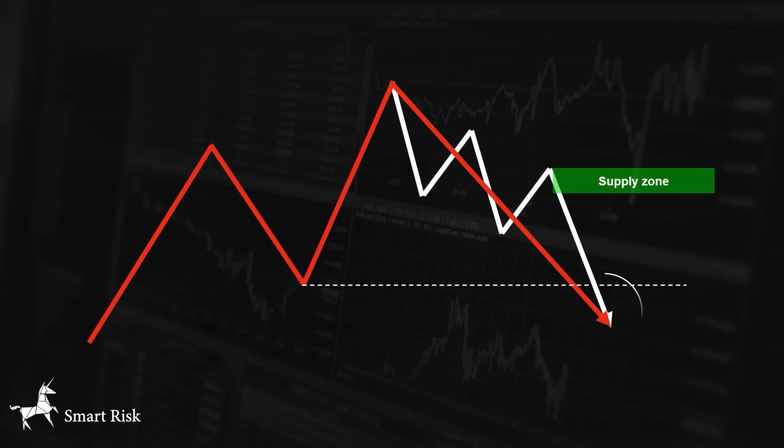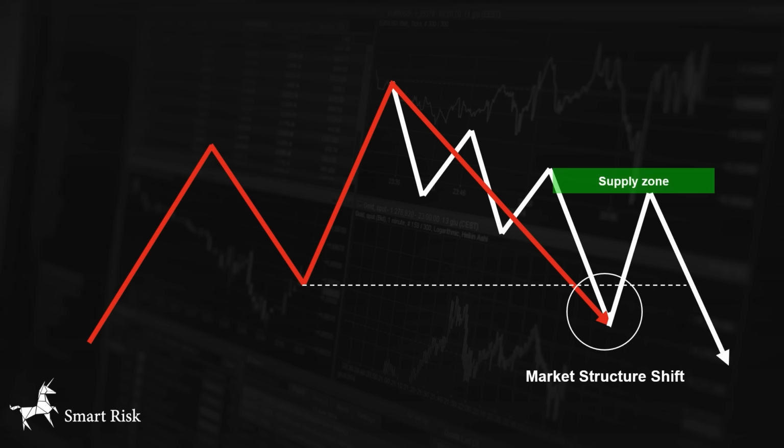If we get a break and close below this area in the higher time frame, it indicates that the buyers are no longer in control and we have a market structure shift. Therefore, this supply area can become a potential trading opportunity to go short. We can set a sell limit at this zone and expect the price to reject it to the downside.